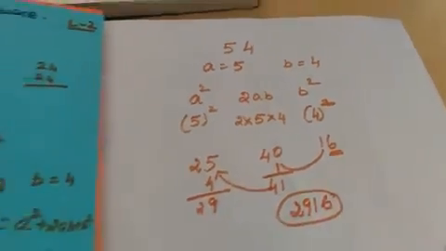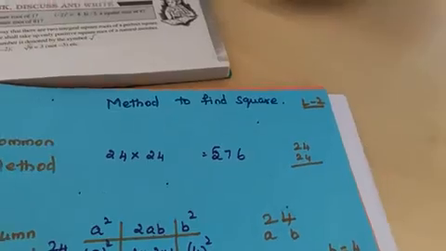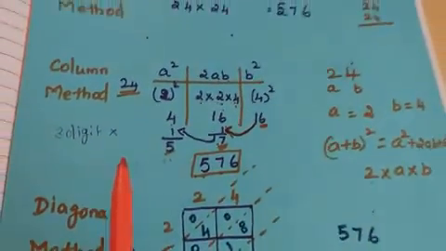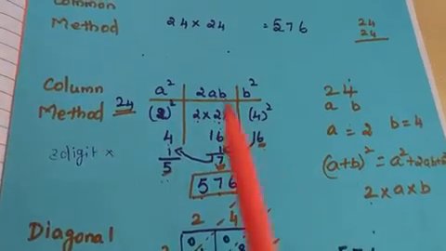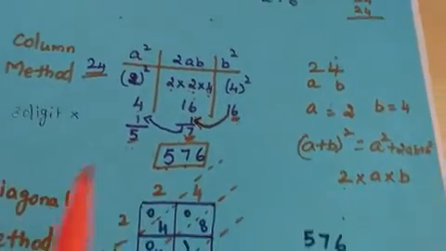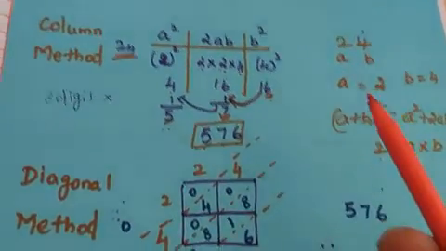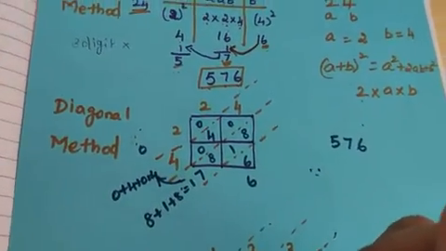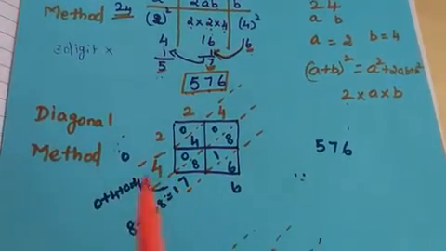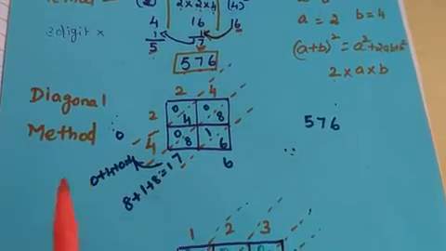Right children, I hope this point is clear for you. The column method is clear. But the only difficulty in this method is we could not use a 3-digit number. Suppose it is 124, then we will find difficulty to find the square of this number. That time we can use the diagonal method. It's very simple and you can use any number of digits in this one. But how to use the diagonal method, that I will explain.